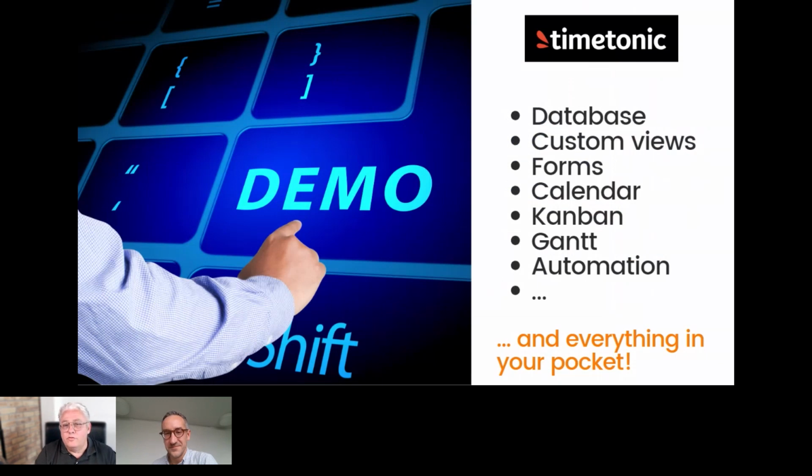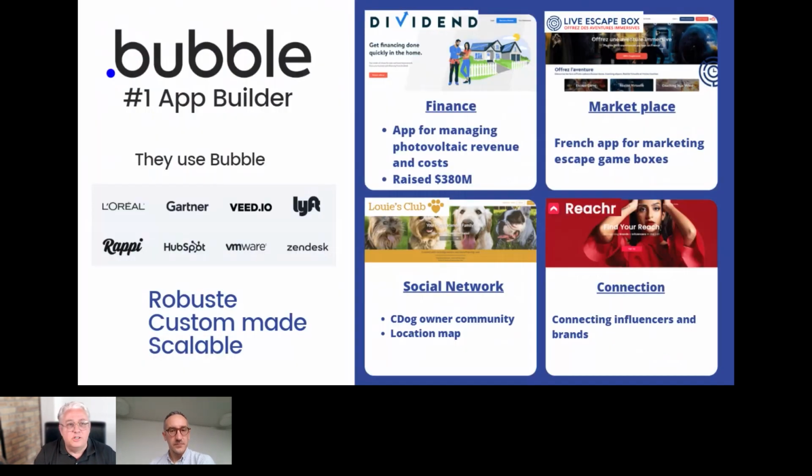So the database management, custom views, forms, calendar, Kanban, Gantt. You can do everything, all those kinds of things for yourself. And it's everything in your pocket. So in the past, you were all fixed to your company. Now you can do it with your smartphone or tablet. So I just gave you the name. Bubble is one of the leaders to make real apps. So before it was automation, more or less, no code.